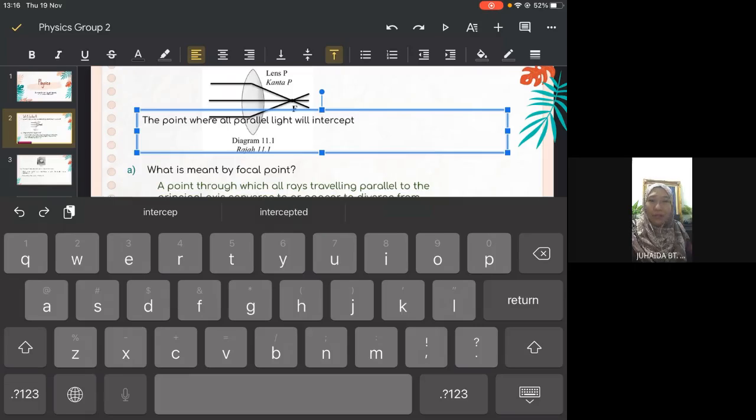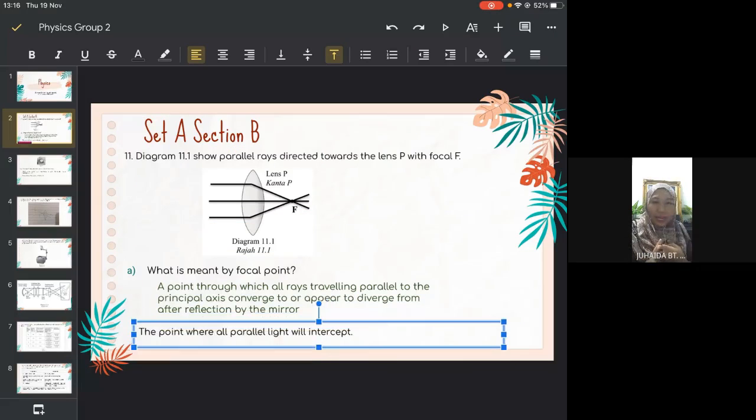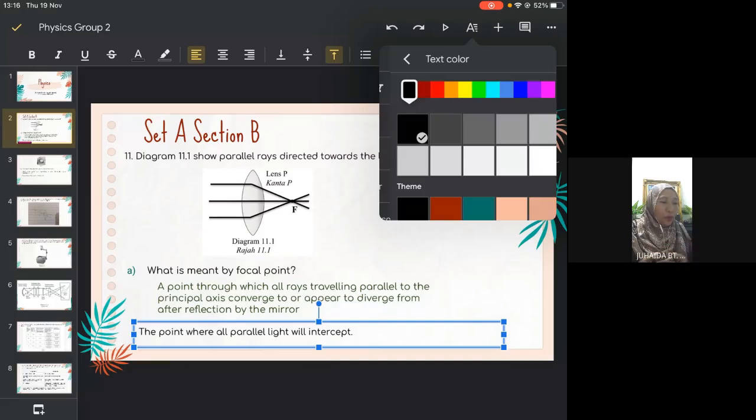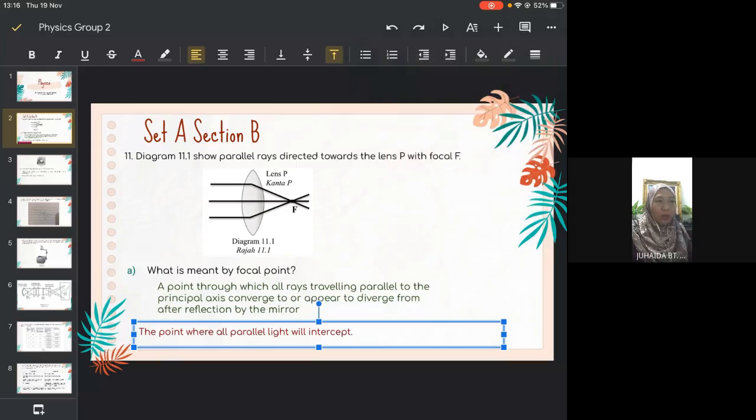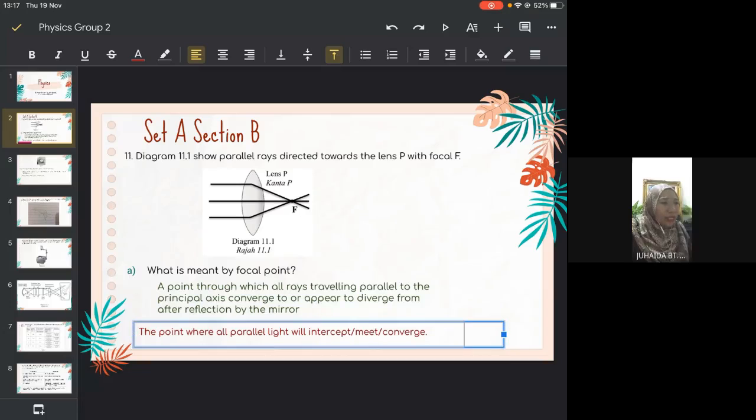Okay, faham tak maksudnya? Titik di mana semua sinar cahaya akan intercept, apa? Pintas. Akan terpintas. Okay, intercept tu you boleh slash. Meet pun boleh, M-E-E-T. Meet ataupun converge. Okay, slash converge. Okay. So mana lagi senang? Ayat yang tadi tu: a point through which all rays travelling parallel to the principal axis converge to or appear to diverge from after reflection by the mirror. Pening tak kepala nak ingat tu? Betul? So ambil ayat yang mudah. The point where all parallel light will intercept. Okay? Okay. Lagi? Next.